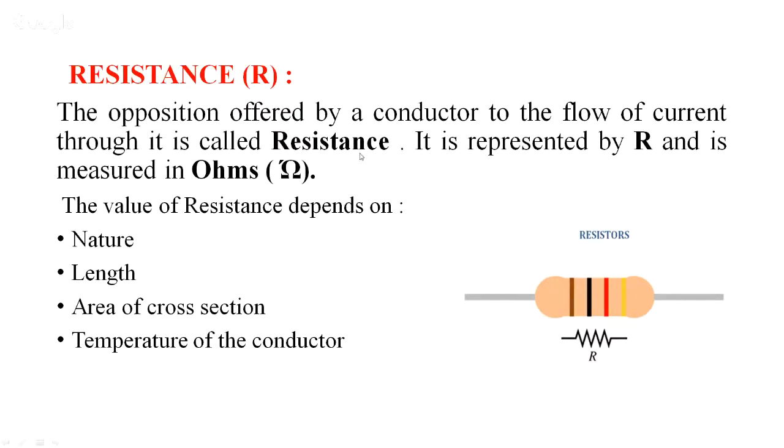It can also be defined as the property of the material by virtue of which it opposes the flow of current through it. It is represented by R and is measured in ohms. This is a resistor, the device, and this is the way the resistance is represented when you have to write it in a circuit. The value of the resistance depends upon the nature of the conductor, the length of the conductor, area of cross section, and temperature of the conductor.